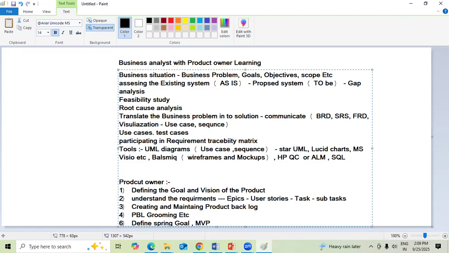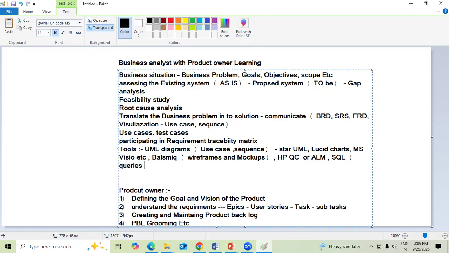Next, if you want to write some queries: for a technical BA, if you are in a technical business analyst role, knowing SQL queries is important. Also to create dashboards for data visualization, either Power BI or Tableau, any one is enough. These are the tools needed for any BA, majorly.